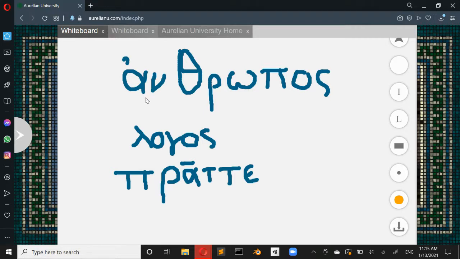Okay, so the first word is anthropos. This means man or human being. It's got three syllables here. You can do 1, 2, 3. This is a short vowel. This is a long vowel. We know because it's an omega. And this is a short vowel. We know that because it's an omicron. And all omicrons are short vowels. And we have a smooth breathing mark here.